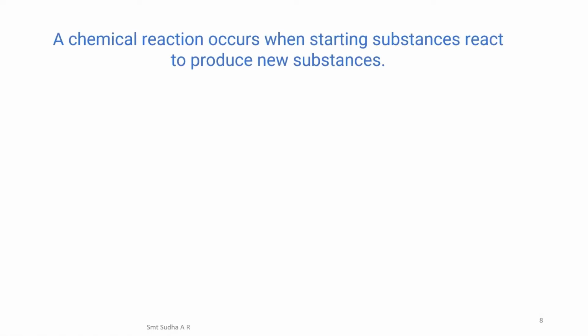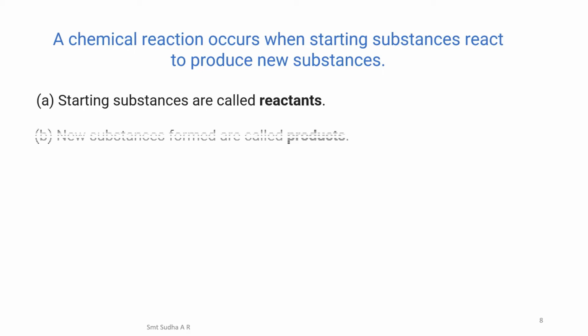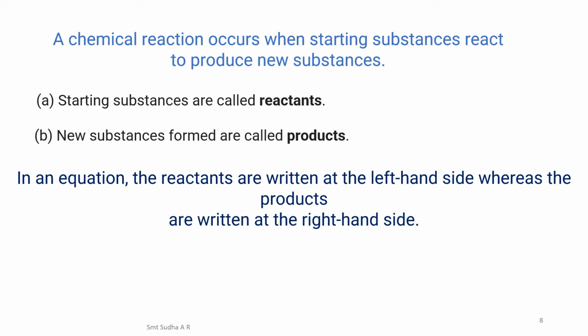Next, while writing a chemical equation, a chemical reaction occurs when starting substances react to produce new substances. The starting substances are called reactants, as you have already learnt in your previous classes. The new substances which are formed are called products. If they ask what are reactants, you have to write: the starting substances of a chemical reaction are called reactants. What are products? The new substances we get after the reaction are called products.